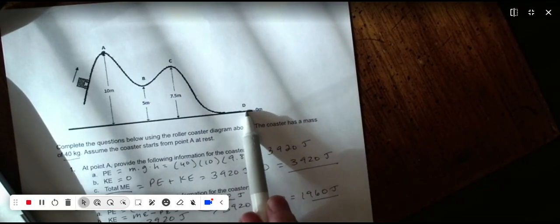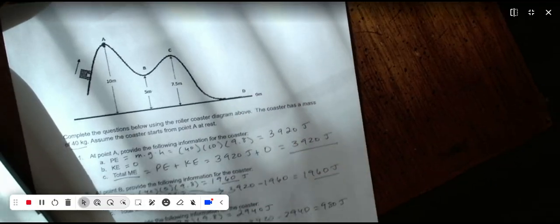All right, and then my final point is D, here down at the bottom. So at D I have no height, so I have no potential energy. All my energy is going to be kinetic at that point. It's all converted to kinetic. Okay, and then there's a couple of quick questions here at the bottom on work and power.